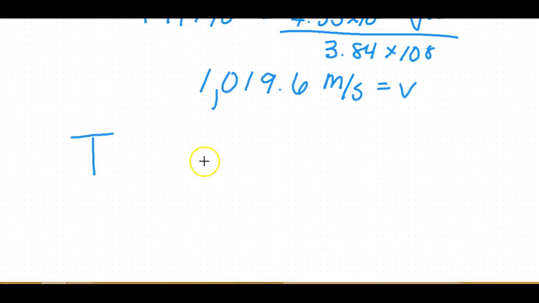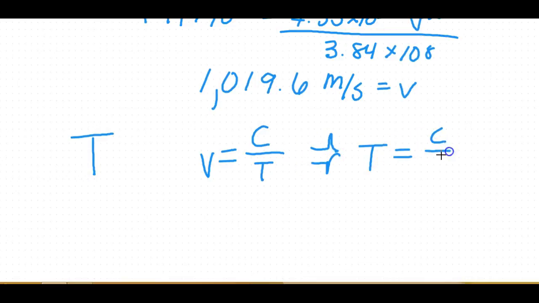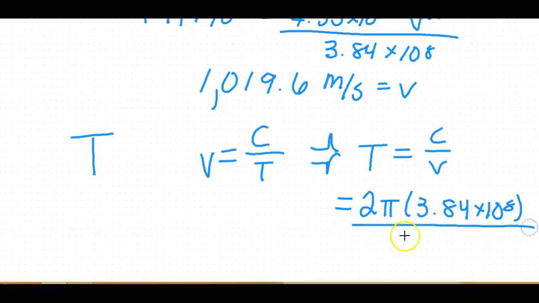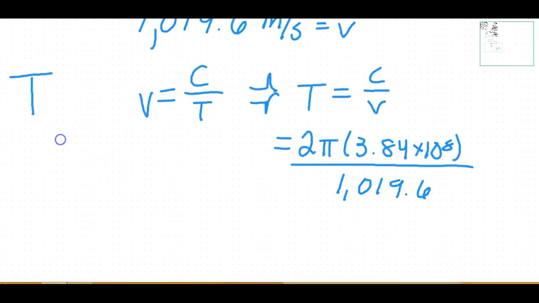And since we know the radius, we could say that velocity is circumference divided by period, because knowing the radius is going to tell us the circumference. So we can rearrange to solve. So we're going to get period is equal to circumference divided by velocity. So that's going to be 2 pi times radius, 3.84 times 10 to the 8th, divided by the velocity, 1,019.6. So we're going to get an orbital period, and we plug this in, of 2 pi times 3.84 to the 8th divided by 1,019.